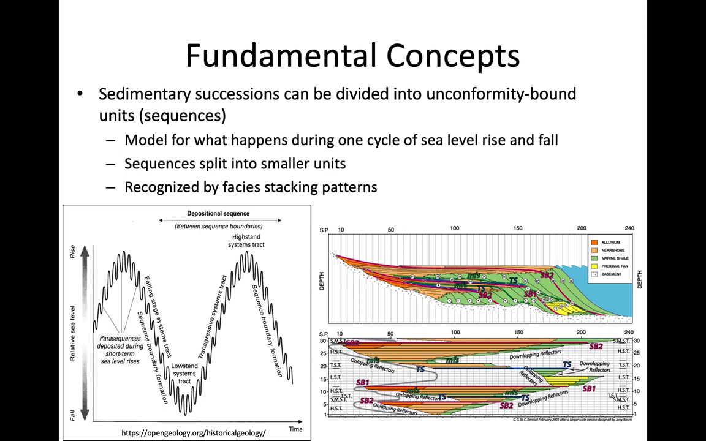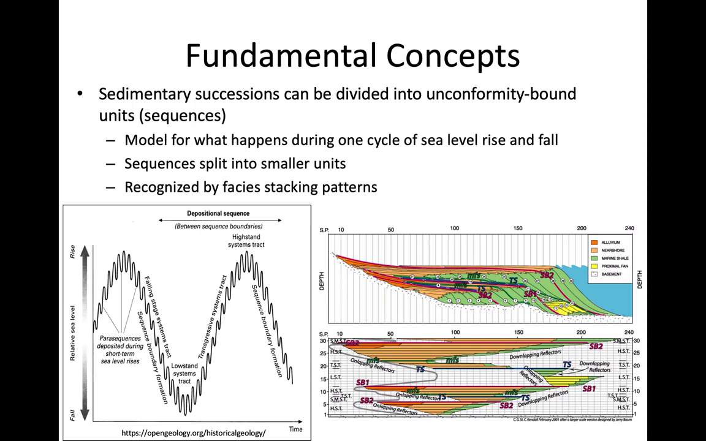So our sedimentary successions are divided into what we call unconformity bound units, otherwise known as sequences. Our sequences are bound by unconformities. This is essentially what one cycle of sea level rise and fall looks like. Now, each of our sequences can be divided into smaller units, and they're recognized by our vertical facies stacking patterns, just like we've talked about. Now, you'll notice that sea level rise isn't continuous. What I mean by that is here we have sea level rise, fall, even though it's gradually rising and gradually falling. That's because there's a number of smaller global cycles in play. For example, Milankovitch cycles can often cause some of these smaller changes.